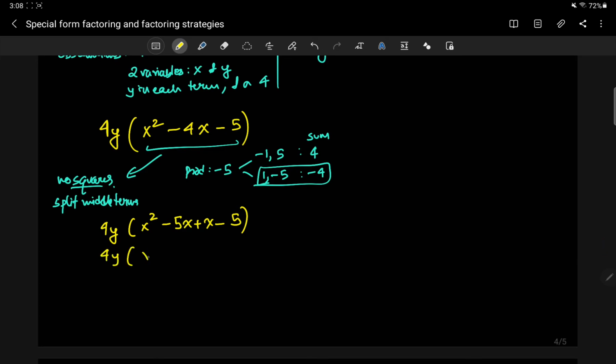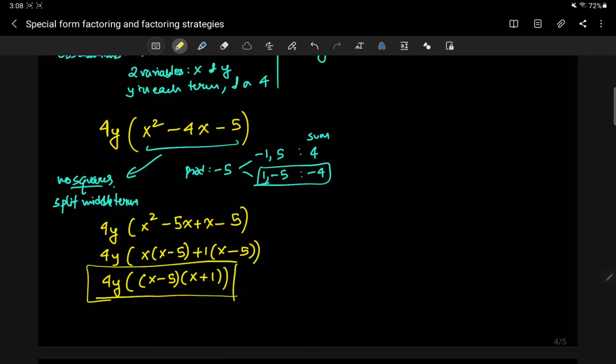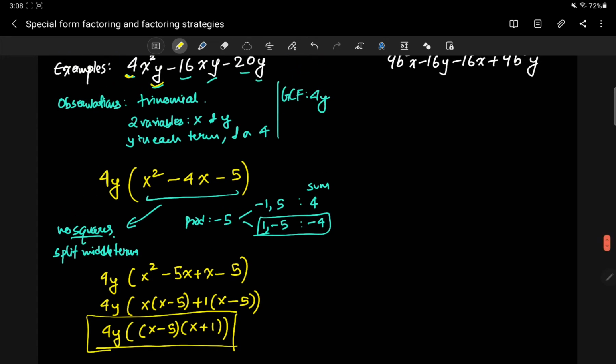And then I factor by grouping. This is x minus 5 plus 1, x minus 5, 4y, x minus 5, x plus 1. That's the factoring. So we did GCF, then we made the observation that this is not some square or some special form. Instead, it is splitting the middle term. So we split the middle term and then we factor by grouping.